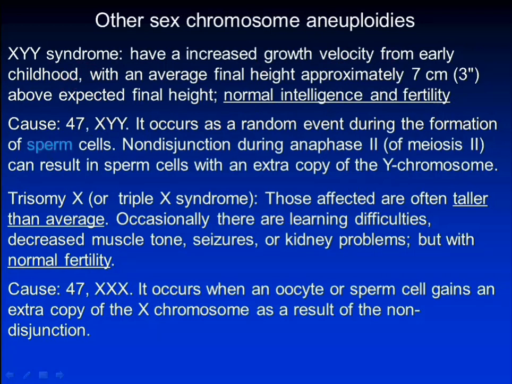People with trisomy X are taller than average. Occasionally, they have learning difficulties and decreased muscle tone, but they have normal fertility. It is caused by non-disjunction in primordial germ cells for oocytes or sperm cells.